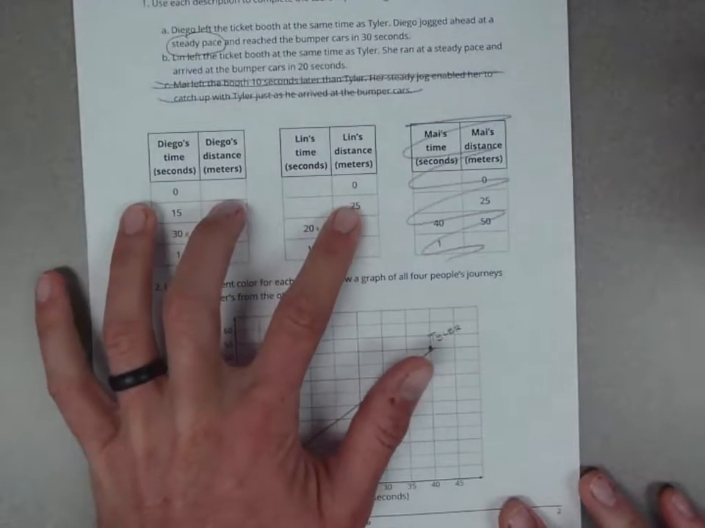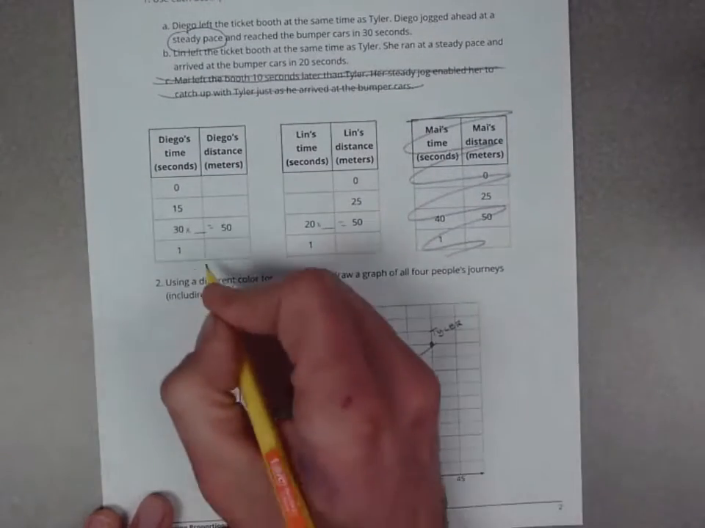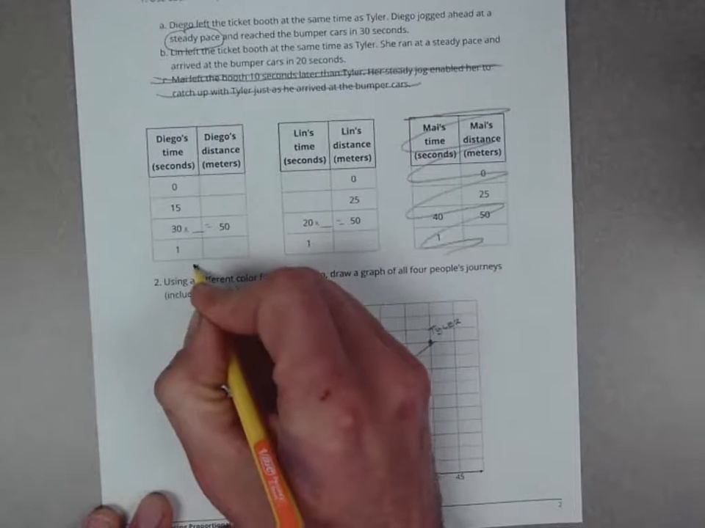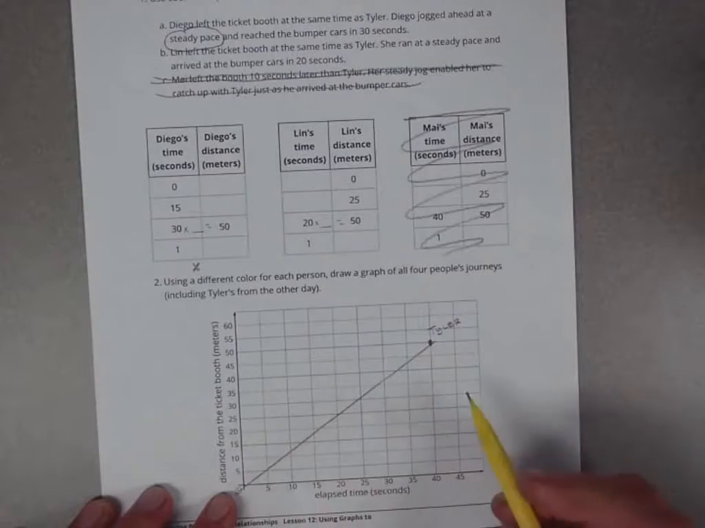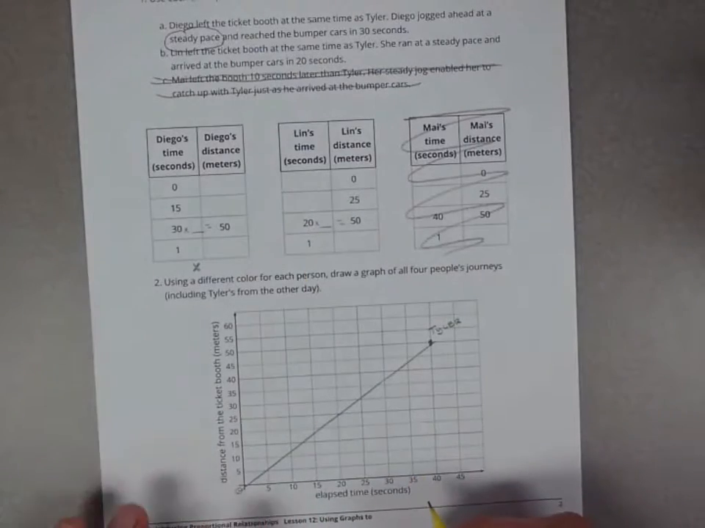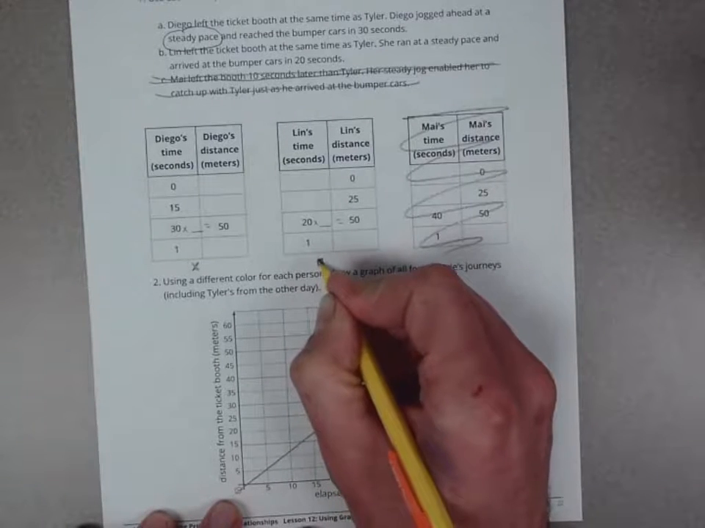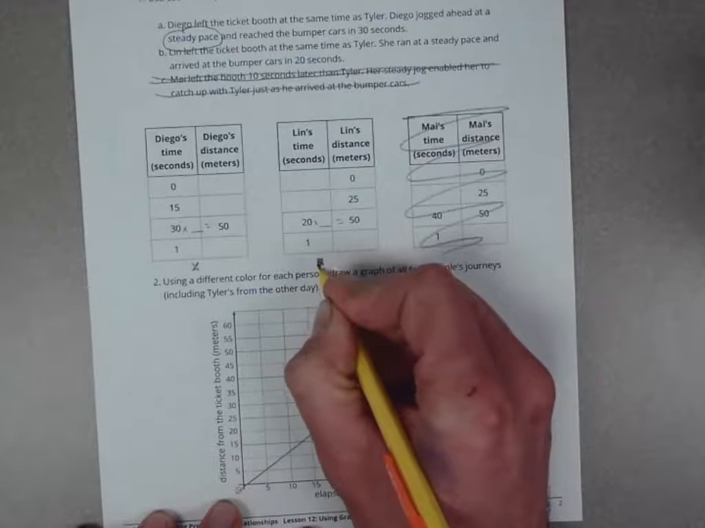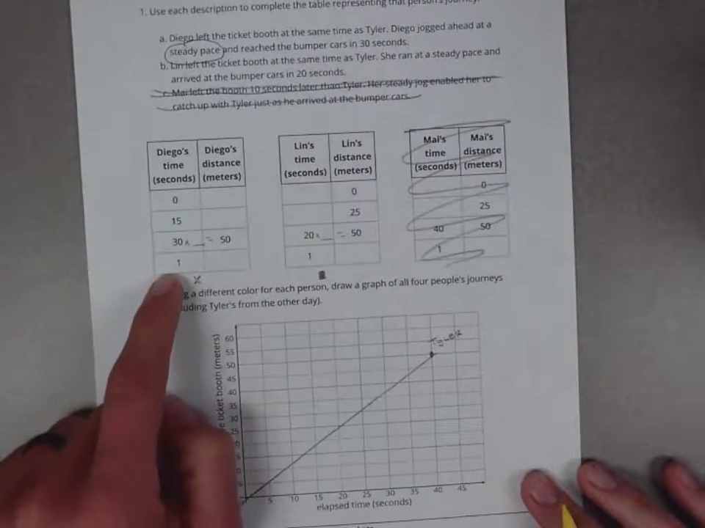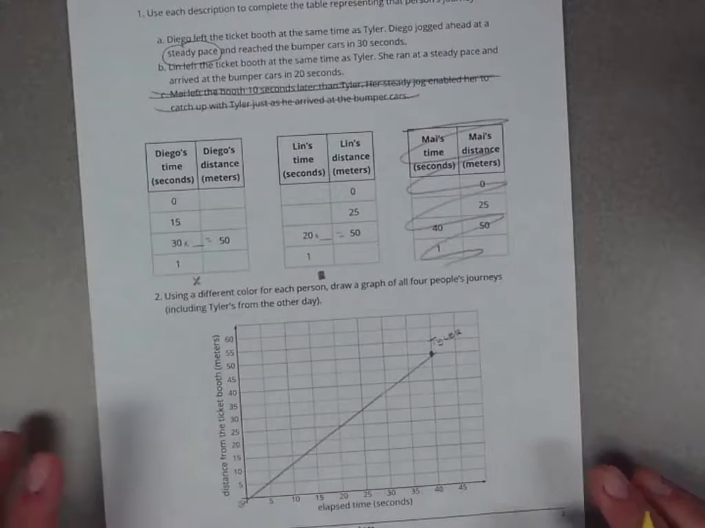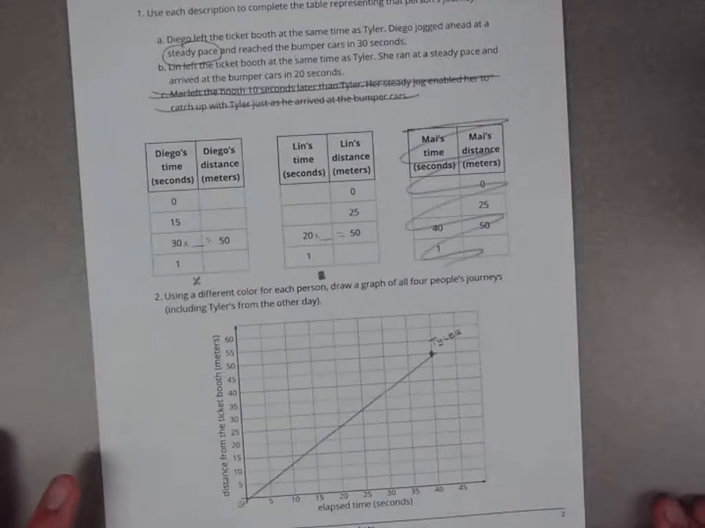Once you've filled in the rest of the table, I want you to use a unique symbol. For Diego's time, you're going to use an X. X marks the spot for him, so whenever you plot points, you use an X instead of a dot. For Lynn's time, you're going to use a little colored-in square. Instead of using different colors, we're going to use different symbols. It'll be a little quicker for us, okay?